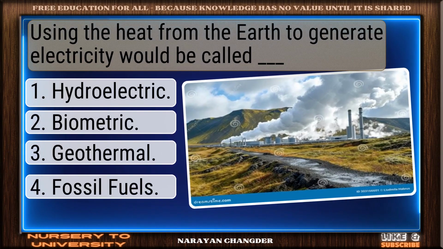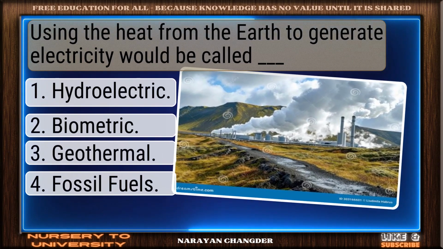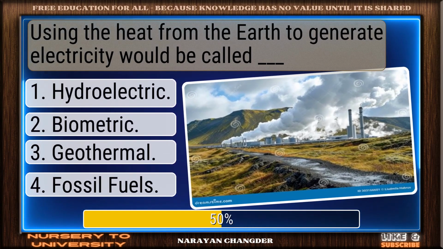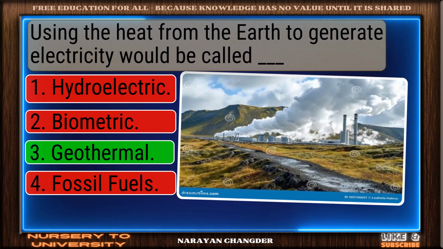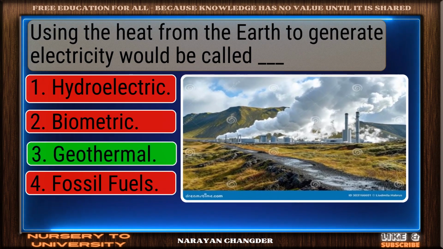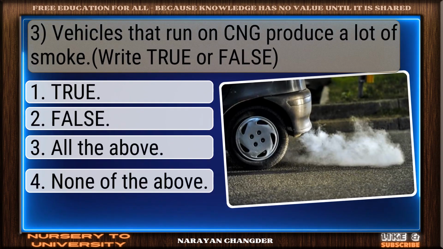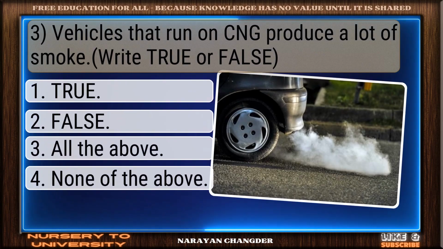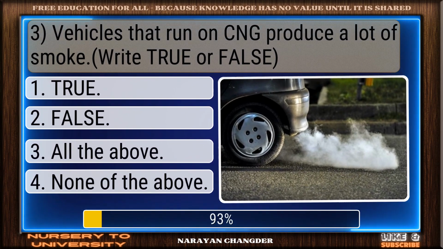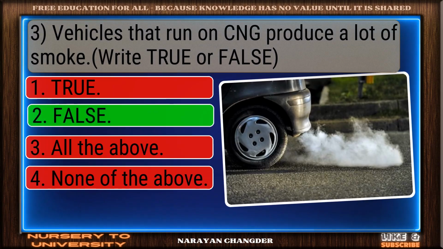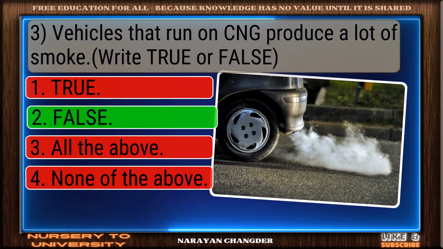Using the heat from the earth to generate electricity would be called dash. Sharp thinking. Geothermal is the right choice. Vehicles that run on CNG produce a lot of smoke. You chose false. And it is correct.